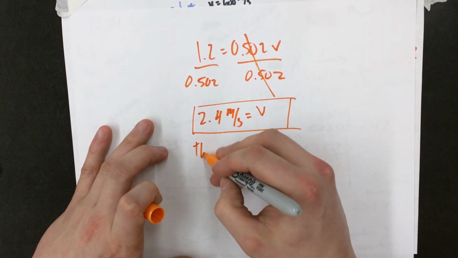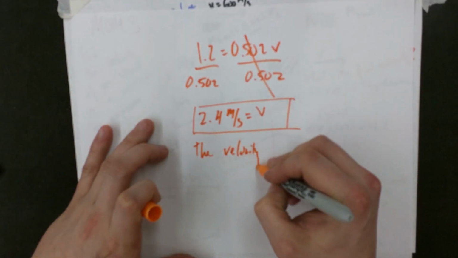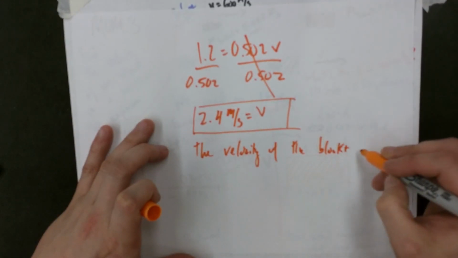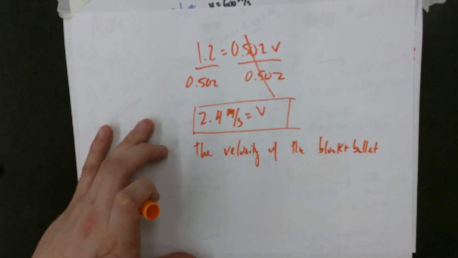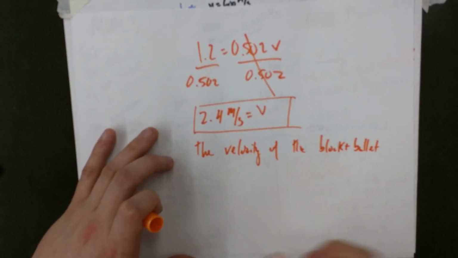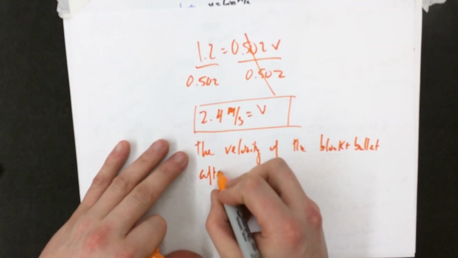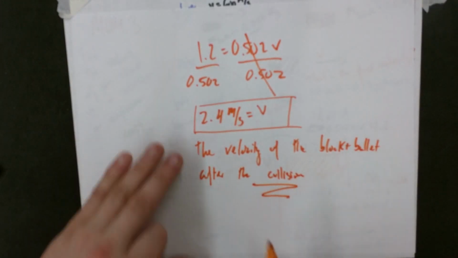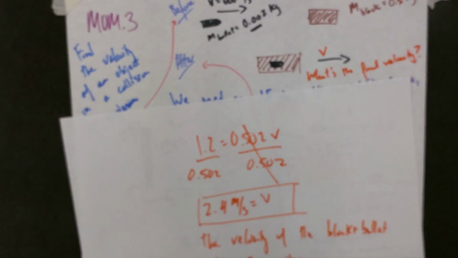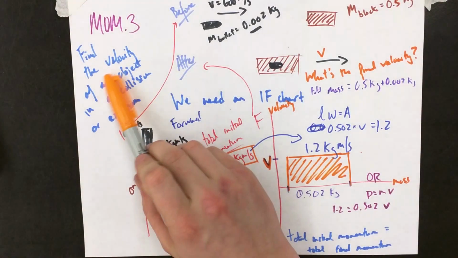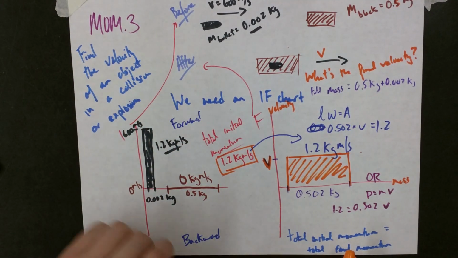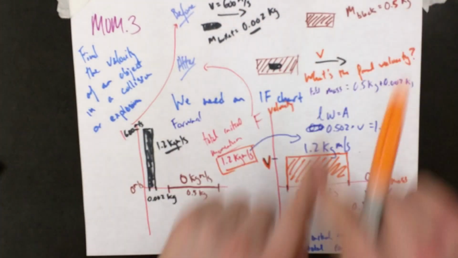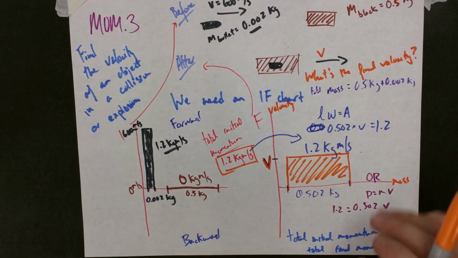This is the velocity of the block plus bullet together, because the bullet is lodged inside the block, after the collision. That is momentum 3. Finding the velocity of an object in a collision or explosion using some givens and solving for an unknown. Okay, that's all for now.